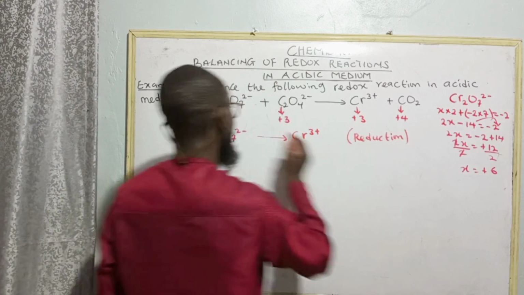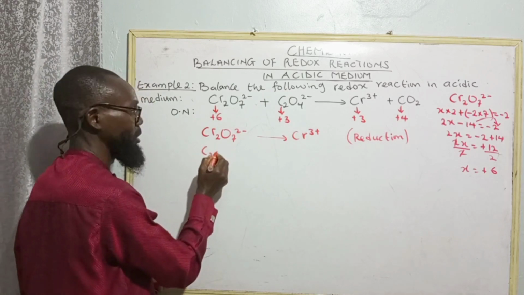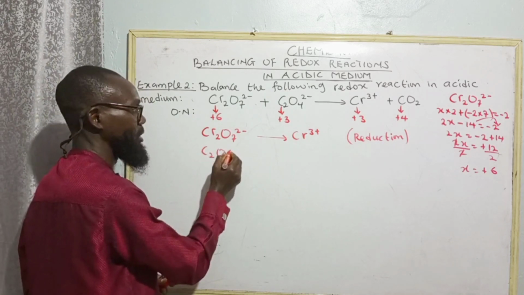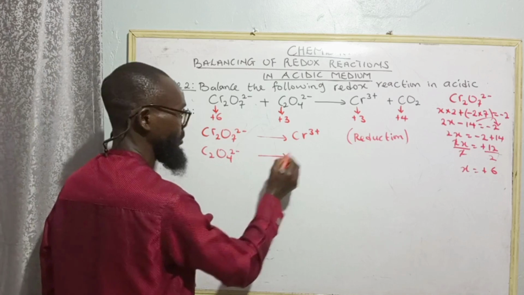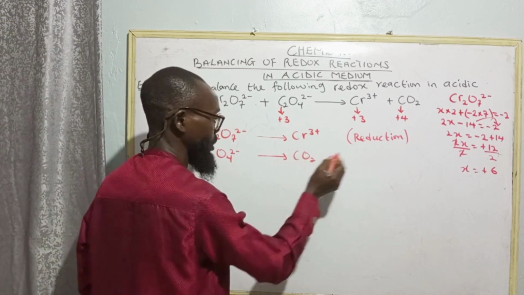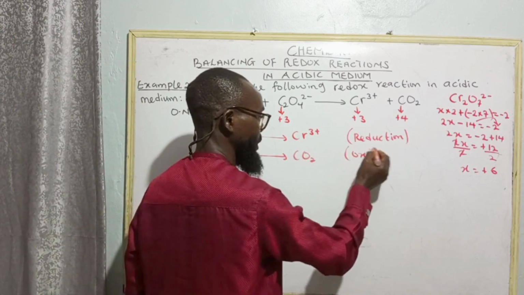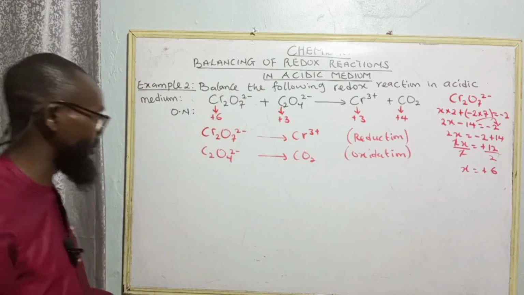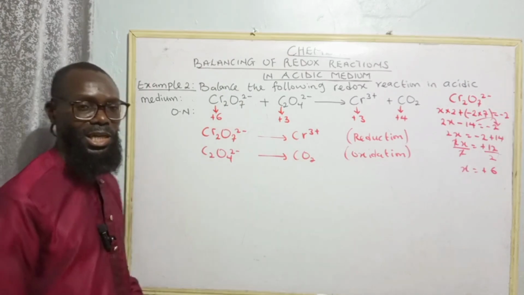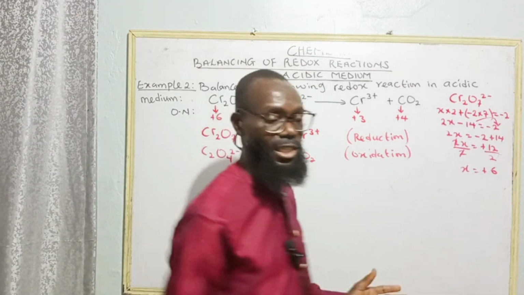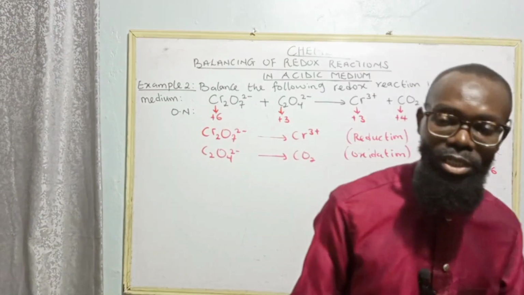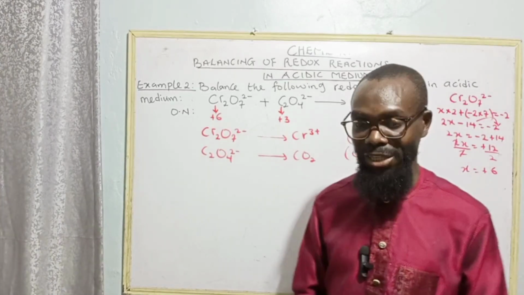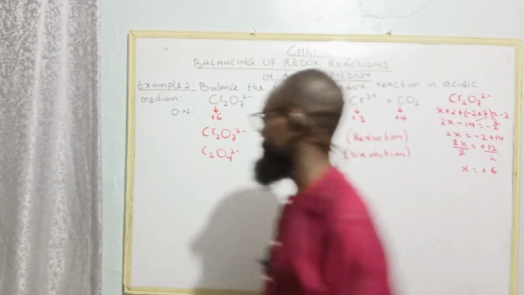Reduction. Then C2O4 2 minus is also moving to CO2. We call it oxidation. Fine. Now, the next step after differentiating this into oxidation and reduction is to balance the atoms except oxygen.